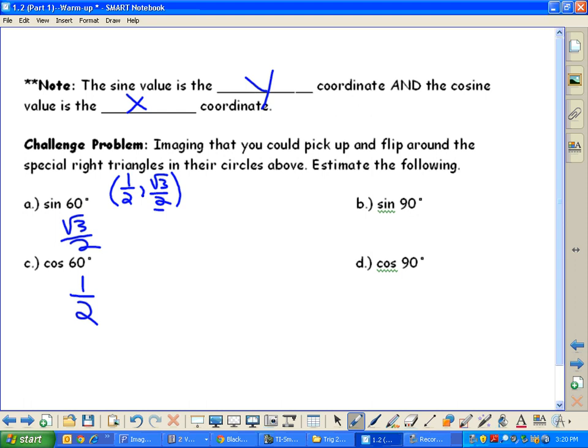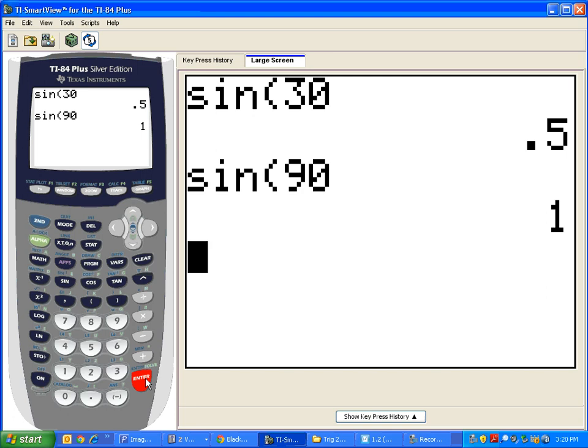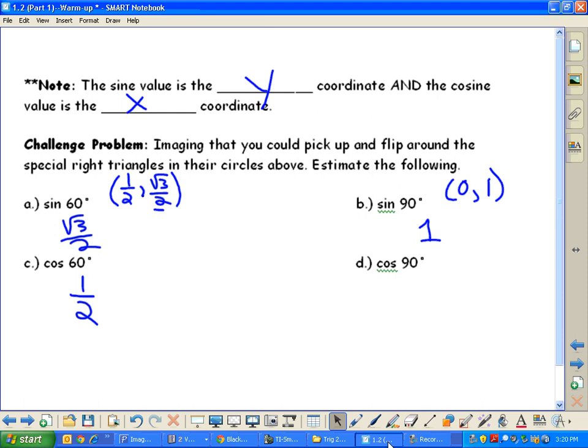Sine of 90 degrees. The sine of 90 degrees, just to let you know, can be found by looking at the y-coordinate at 90 degrees. The y-coordinate at 90 degrees was over 0 and up 1. So the sine value for 90 degrees is 1. Our calculator will attest to this. If you hit sine 90, poof, 1 is indeed what you get. So your calculator will support your response ultimately. Cosine of 90 degrees, that is your x-coordinate at 90 degrees. Your x-coordinate at 90 degrees is 0. So the answer here is 0.